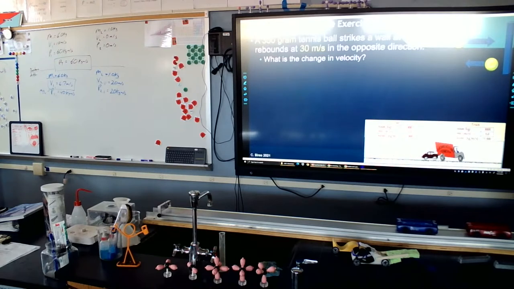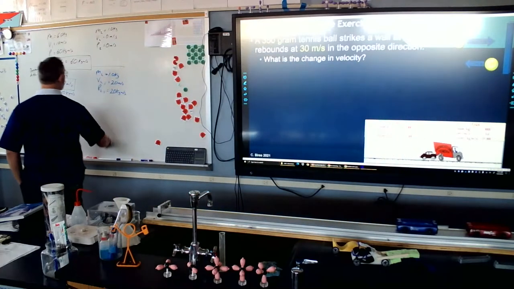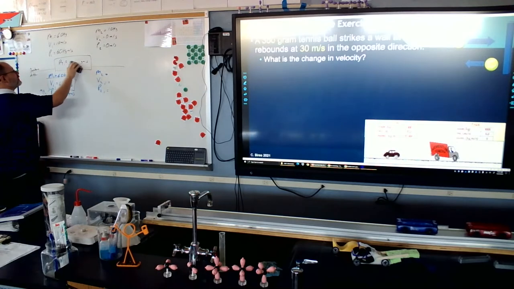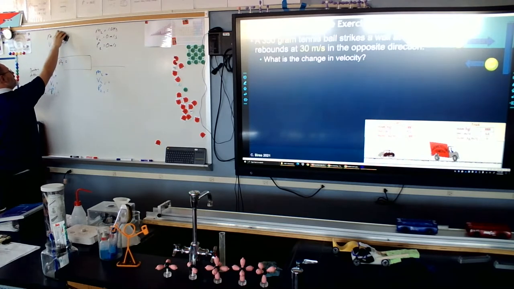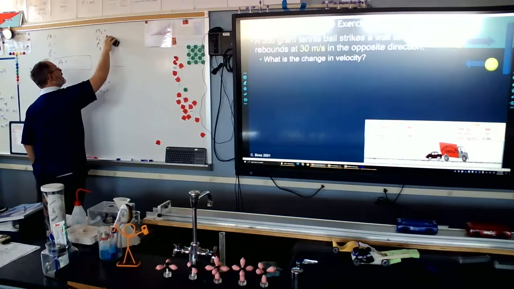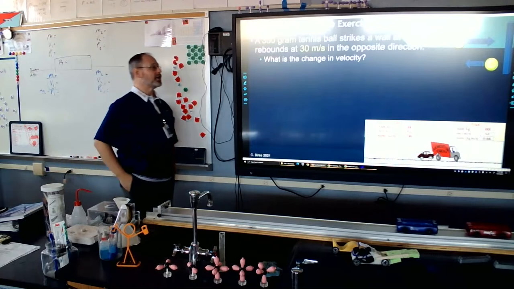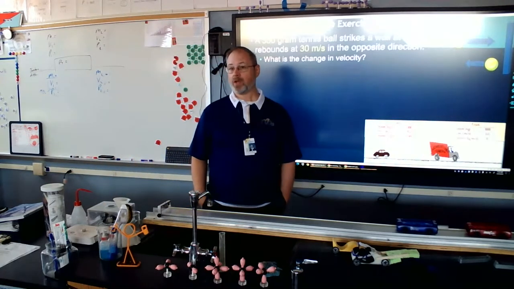No. A change is final minus initial. So the final velocity is negative 30. The initial velocity is 40. What is the change in velocity? Negative 70. If something goes in positive and comes back negative, it's still final minus initial. Negative 30 minus 40, the change in velocity is negative 70 meters per second.